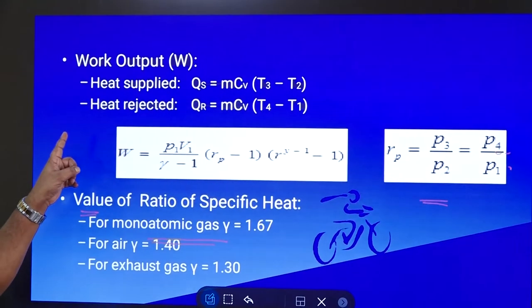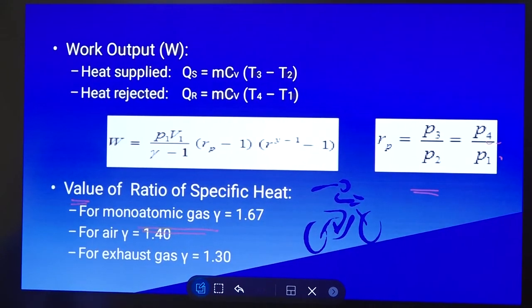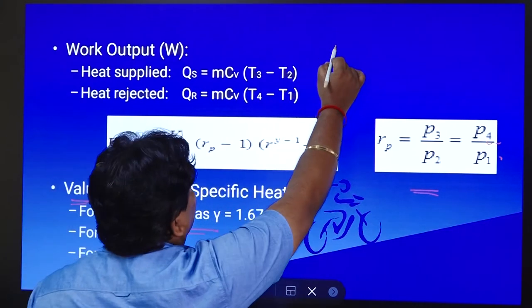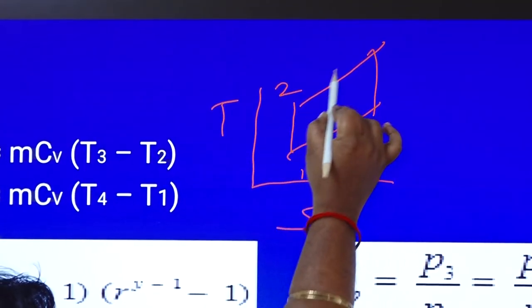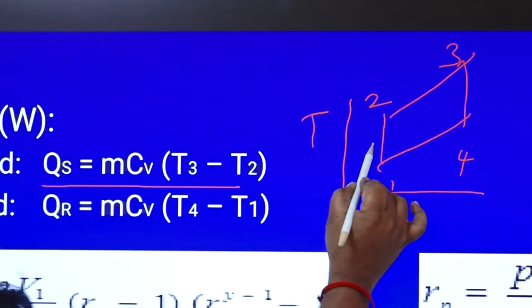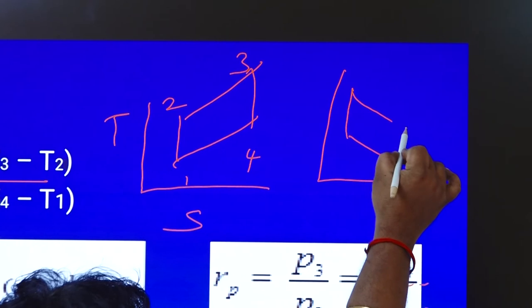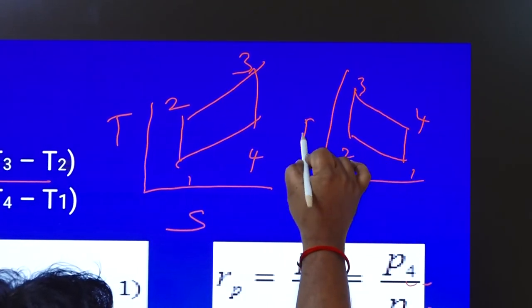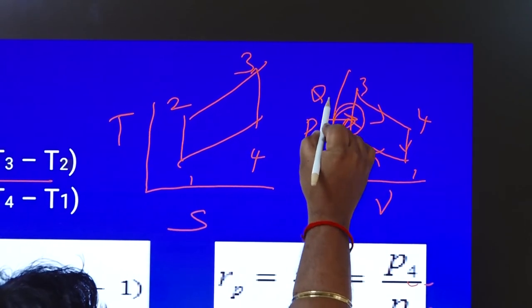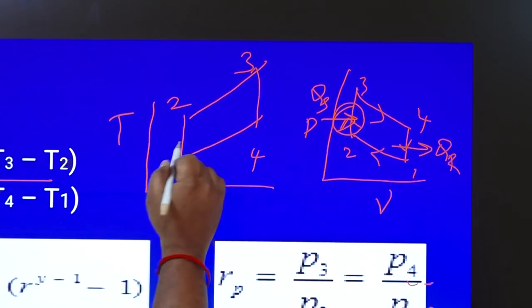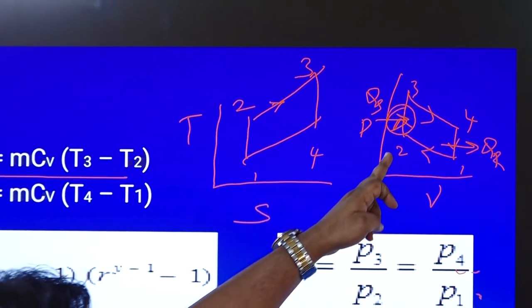The formula for work output: heat supplied is m Cv into T3 minus T2, and heat rejected is m Cv into T4 minus T1. You can see this in the PV and TS diagrams. In the TS diagram, you can see the processes 1 to 2, then 3 and 4. In the PV diagram, 1, 2, 3, 4, this is the region where heat energy is supplied, and here heat is rejected. Heat is supplied during this process at constant volume.